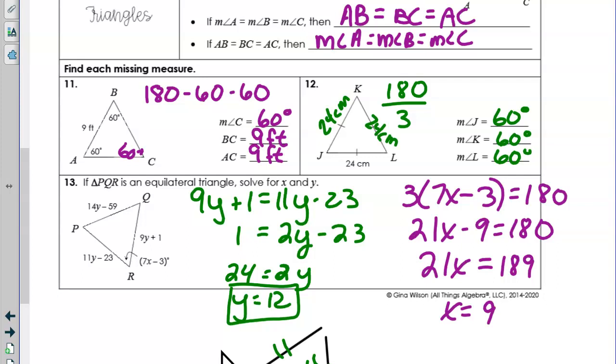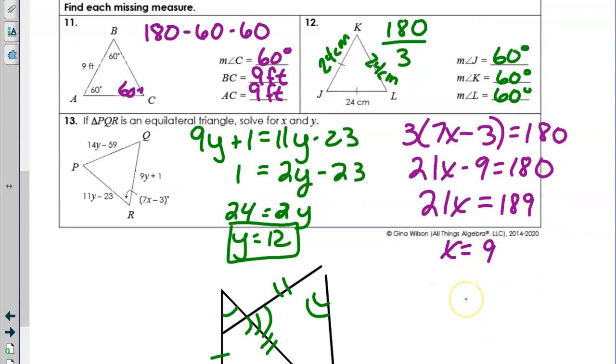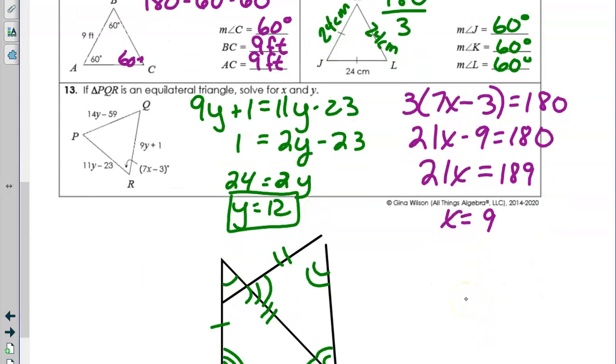There's another way to set this up. Does anybody know the other way? What if you would have divided by the 3 first instead of distributing it? What would 7x minus 3 be equal to? 60. So could you have just done that in the first place?